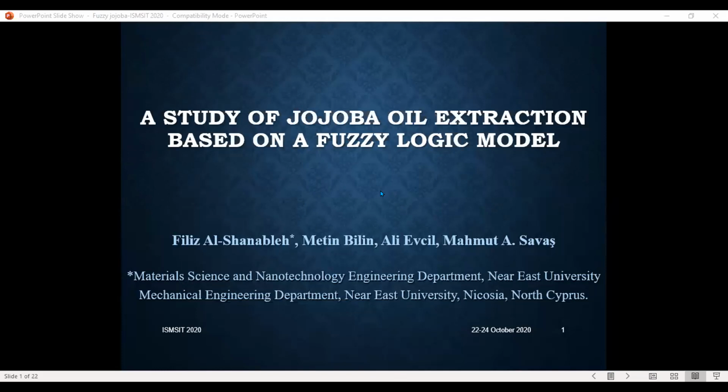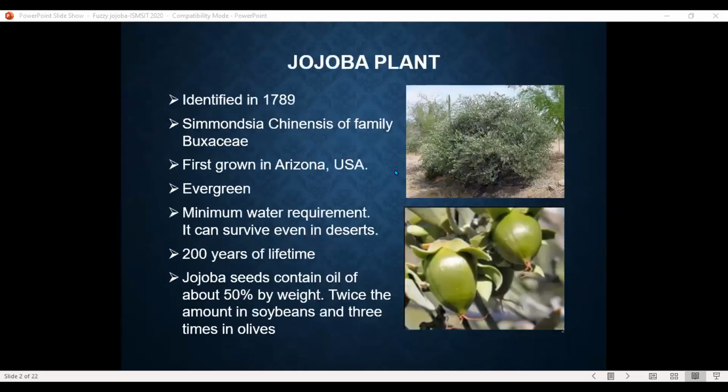This is part of a study on the potential use of jojoba oil on the island and the jojoba oil extraction process. This time the process is going to be modeled by a fuzzy logic system. I will start with a quick introduction of what the jojoba plant is and what its use is in Cyprus.